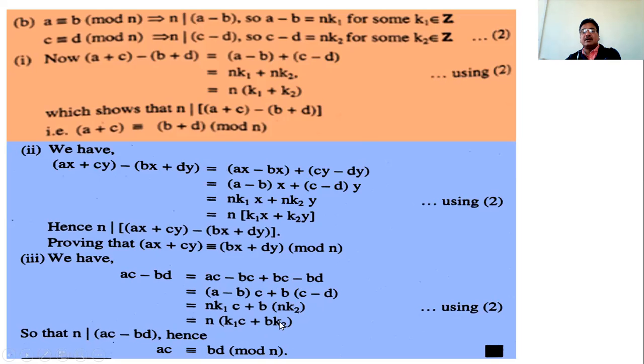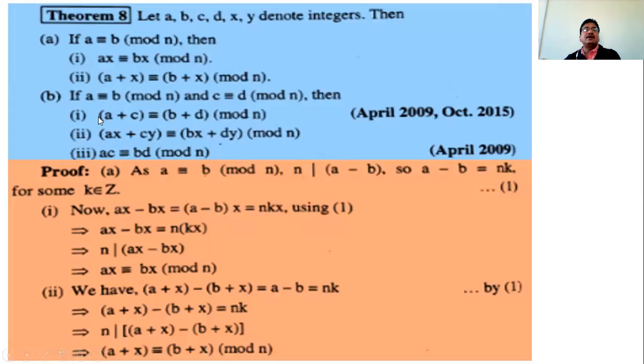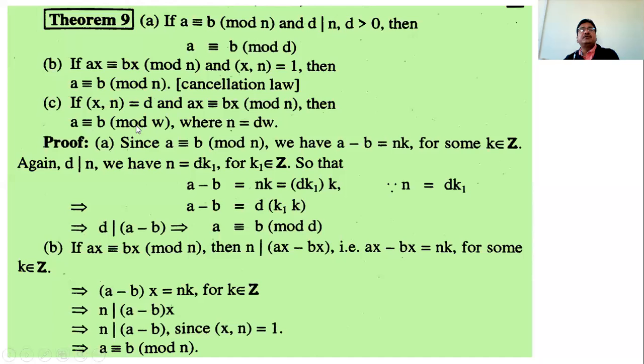Then we have k1 c plus b k2, and the value of this bracket is an integer, because k1, k2, c, b are all integers, and addition and multiplication of integers is an integer. Therefore, ac minus bd is expressed in the form n into some integer, and by using the definition of divisibility, n divides ac minus bd, and hence ac is congruent to bd modulo n. So this is the proof of theorem A and theorem B, and theorem B is important as far as the exam is concerned. We will see the next theorem in the next lecture.